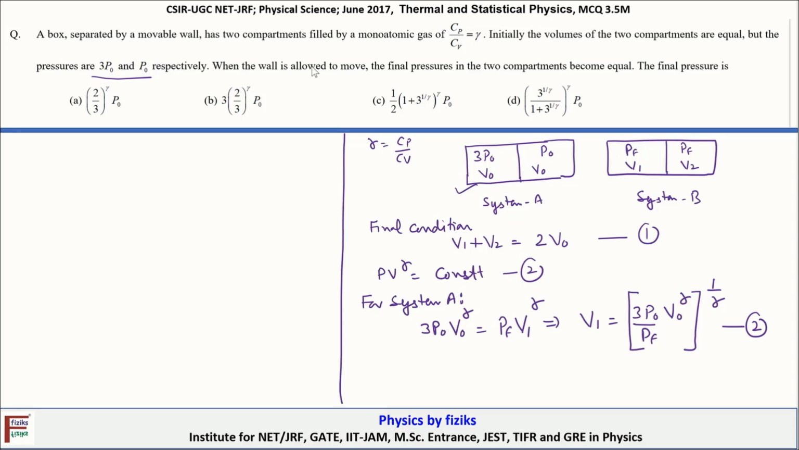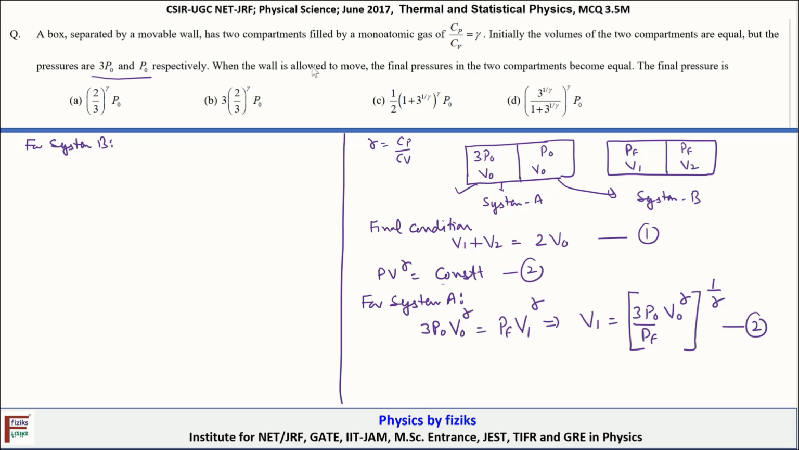Okay, now similarly for the second part. In the beginning I mentioned these as system A and system B separately, but we will call the left part system A and the right part system B. Please note it. For system B, again we are going to apply the same relation here.